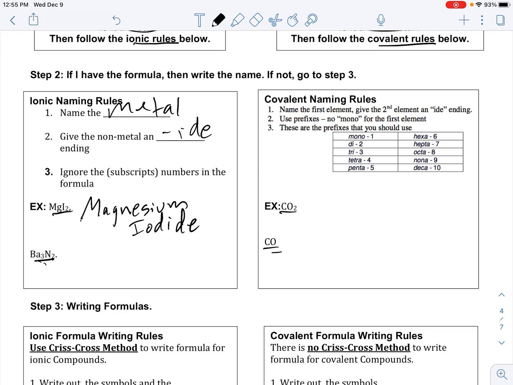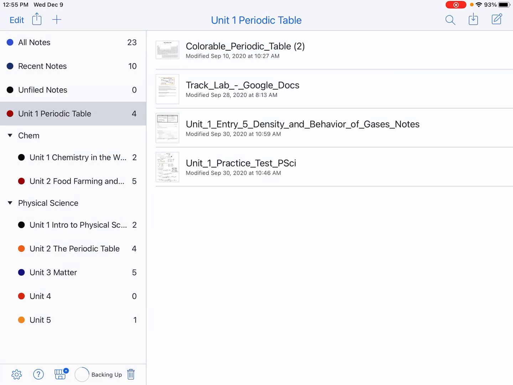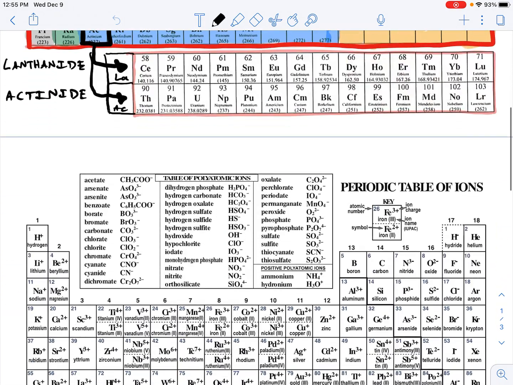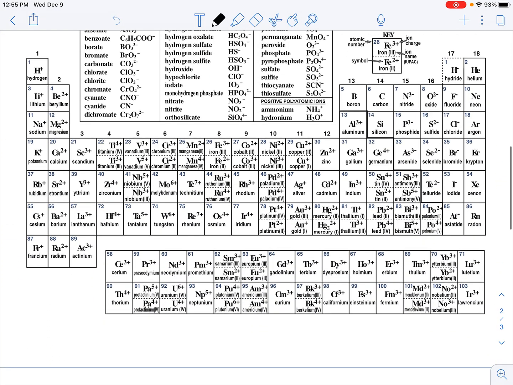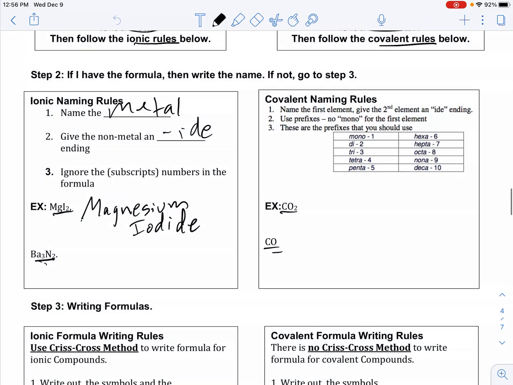At the back of your periodic table, you have all the IDE endings. This is from way long ago, your colorable periodic table. The back side of it has all of these. So Mg is right here, magnesium. Iodine is right over here, iodide. So that's something that you can go back and look at as needed.